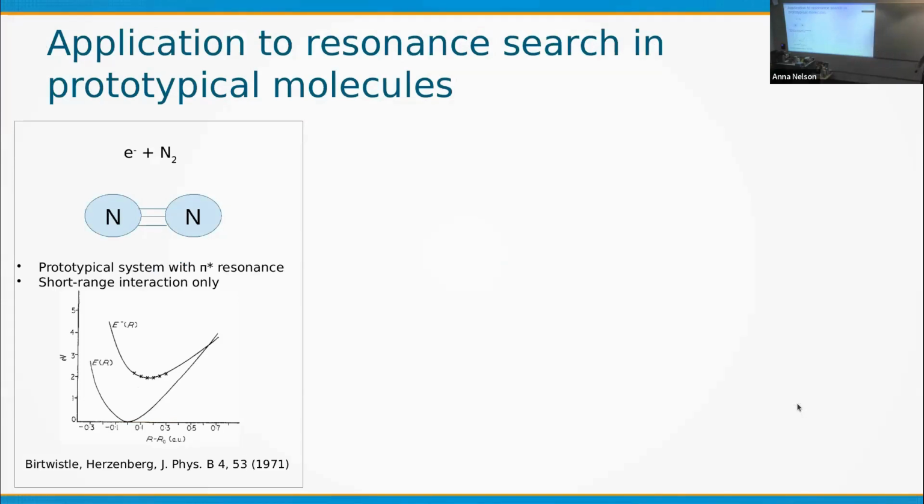The first and the simplest prototypical system is the N2 molecule in collision with electrons. In this system, we only have short-range interactions because the molecule doesn't have a dipole moment. It leads to formation of a very famous pi-star resonance, which can be associated with the potential energy surface as a function of the NN bond length. This is the potential of the neutral state.